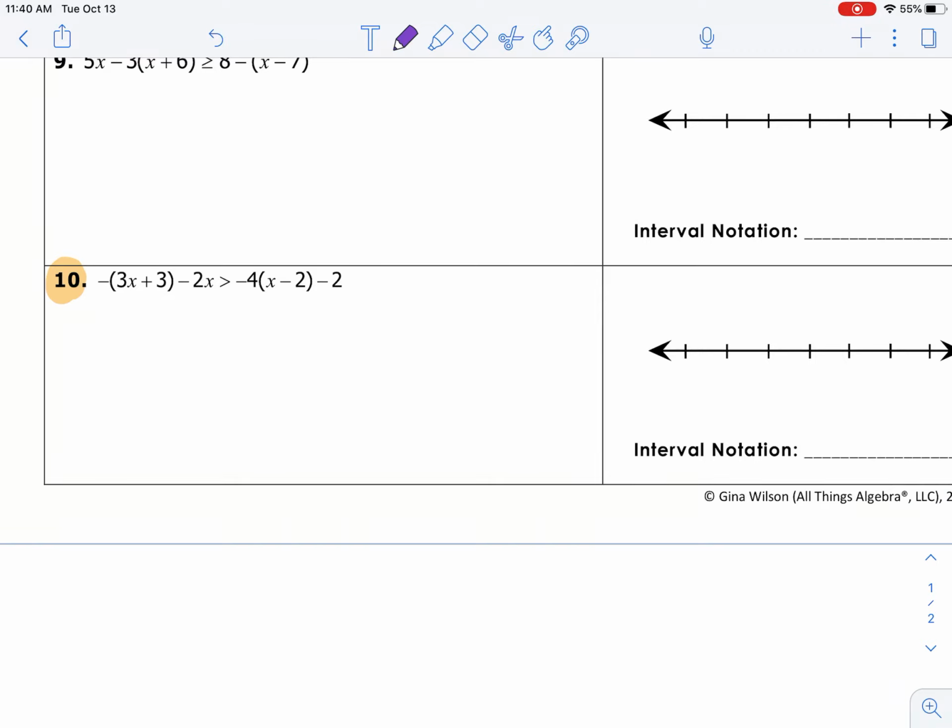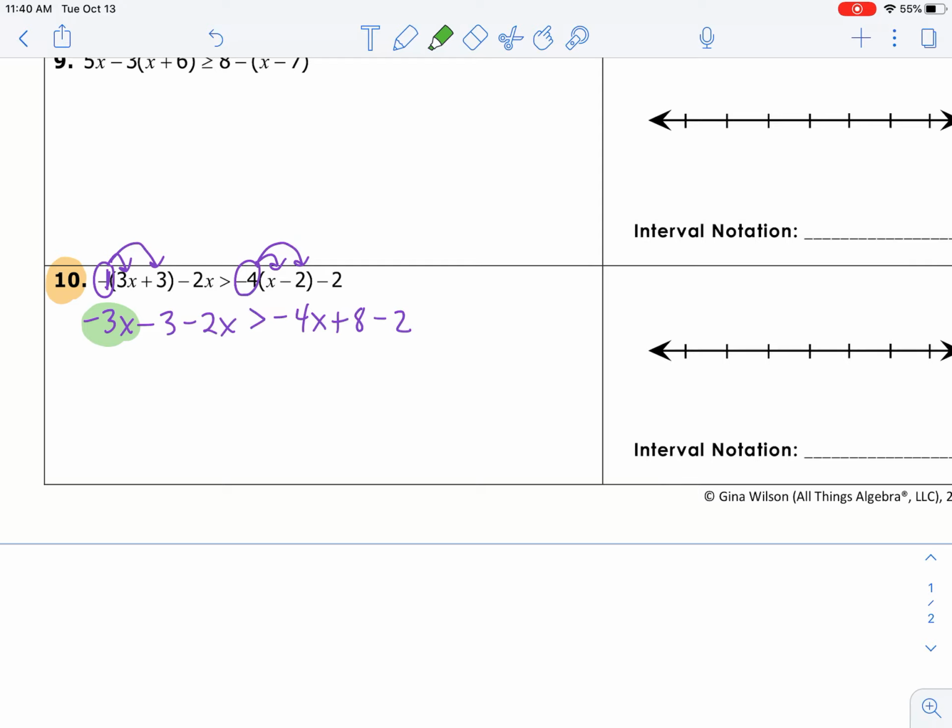Okay, number 10, we have a lot of distributing we need to do. The first distribution we have to do is this negative 1. Remember, anytime you see a negative in front of a parenthesis, that's a distribution of negative 1. So negative 1 times 3x is negative 3x, negative 1 times 3 is negative 3, copying down negative 2x because that's what's next in the problem. Greater than symbol. Starting over with distributing negative 4: negative 4 times x is negative 4x, negative 4 times negative 2 is positive 8, and then copying down the negative 2 because that's part of the problem.